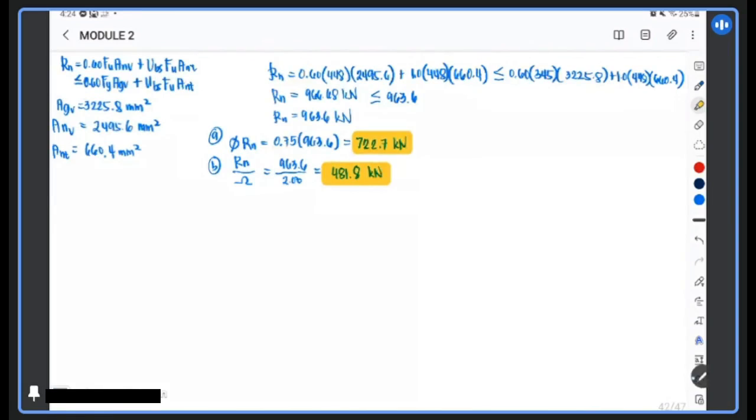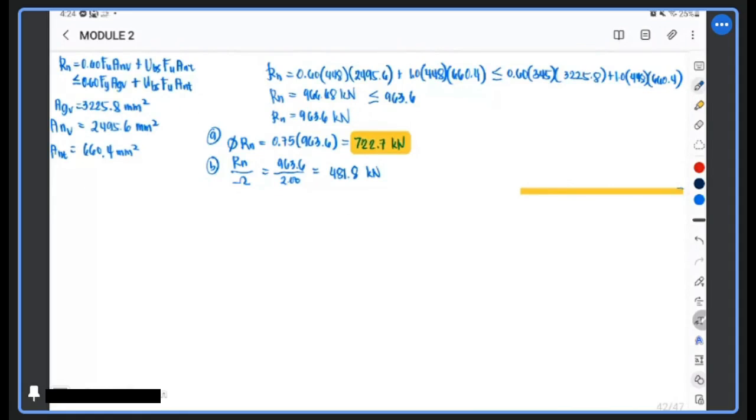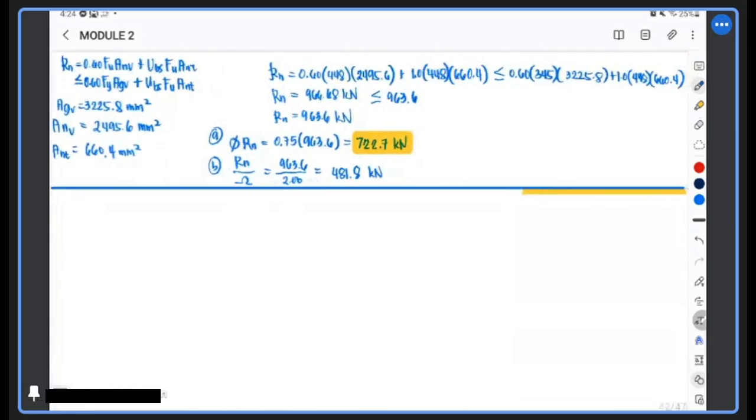Wait lang, maglinya lang ako para hindi ako nalilito. We have to check for net section yielding and gross section yielding. So first is gross section yielding. Yan. So what do we need?